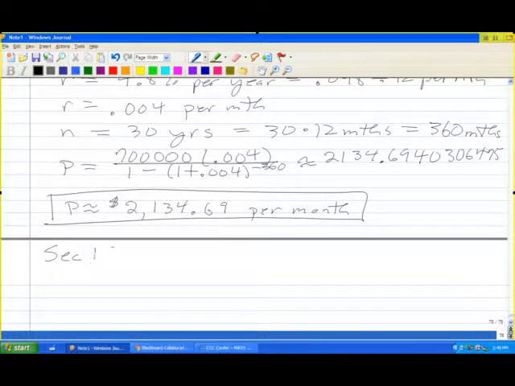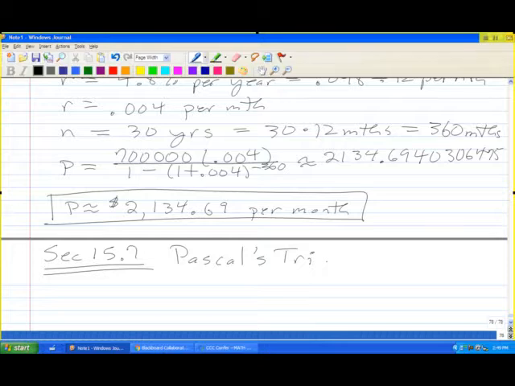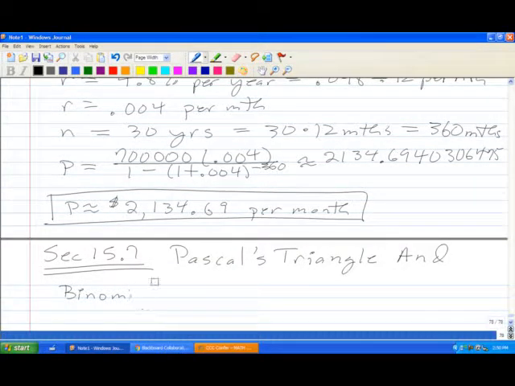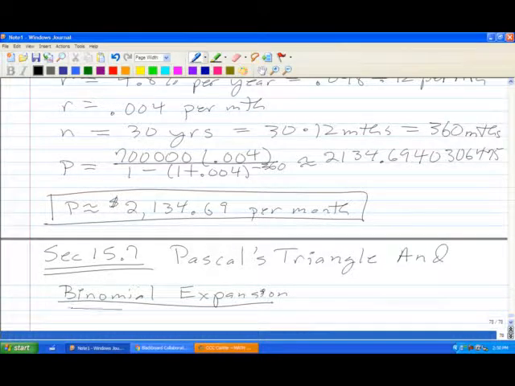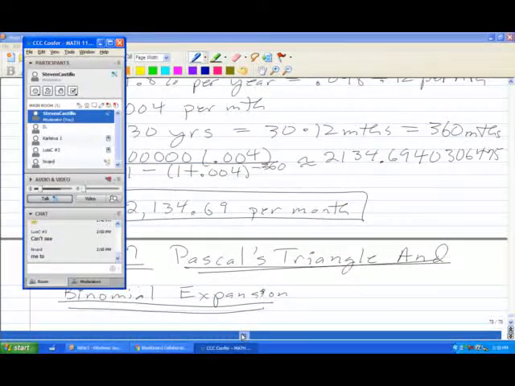Section 15.7, Pascal's triangle. Oop, what? Pascal's triangle and the binomial theorem. The binomial expansion. Hmm, that says something. Expansion. Let me just check what's happening there. I certainly hope that didn't have an error.